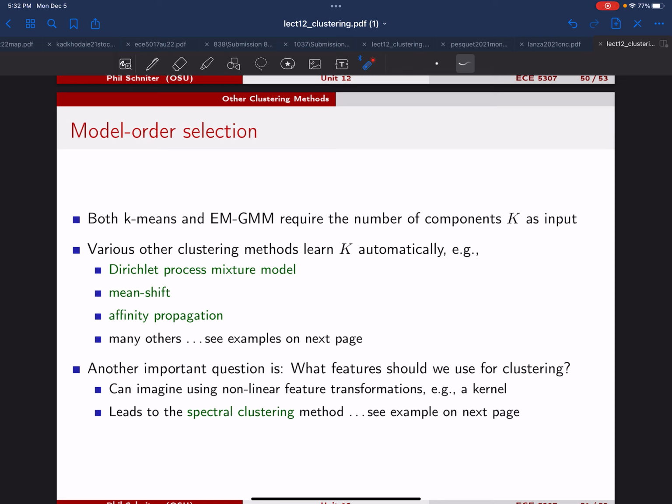Another question you could ask is, what features should we use to do that clustering? Should we use the original raw features, or should we do a nonlinear transformation of our features similar to what we did with regression and classification? Should we use, for example, a kernel method? And the answer is yes, you can do that, and it's known as spectral clustering.